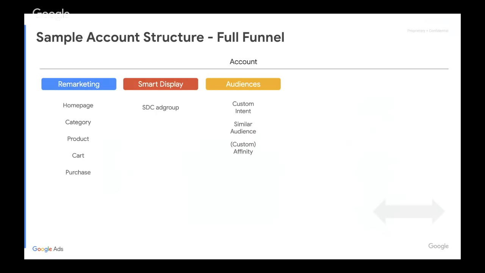So you can give us inputs, and we can create, for example, custom intent audiences for you, which is a little bit manual, but also automated in a sense that you give us some cues and we build an audience segment for you. You can use similar audiences on the basis of your existing audiences, or custom affinity, which is similar to custom intent, but a little more upper funnel.